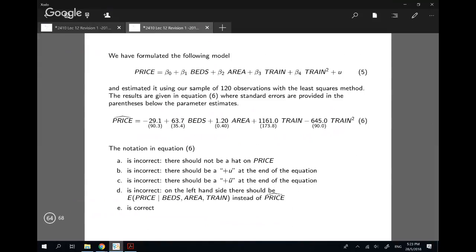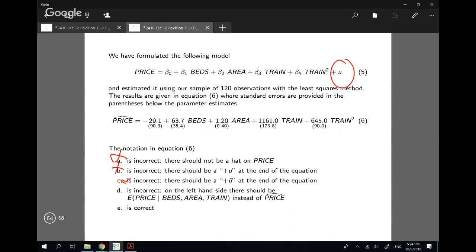E is correct. Yeah? That's your answer? So the first one is incorrect. There should be a hat on price, because it's estimated. Okay, that's wrong. There should be plus U at the end? No, because when you estimate it, the estimated value of U is 0, right? So you don't have U. There is, but it's 0. There should be U hat? Also not correct. That's 0 also. It's incorrect. On the left-hand side, there should be the expected value of price.